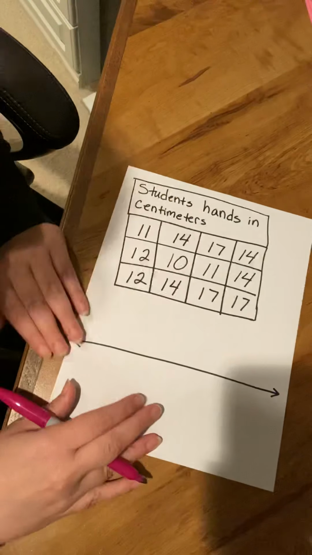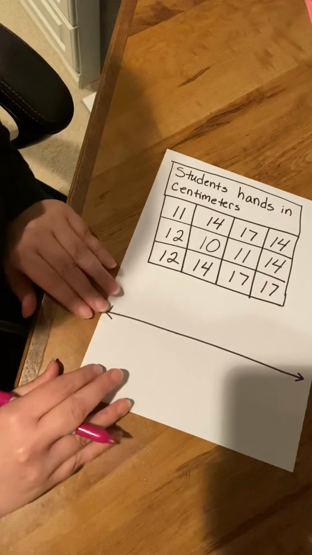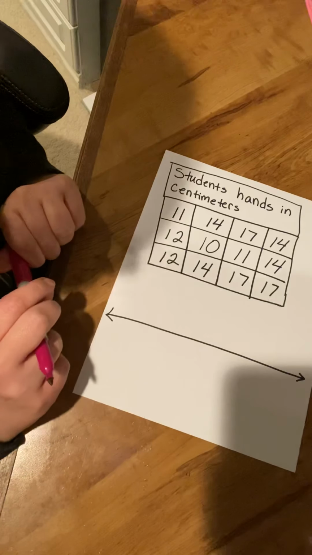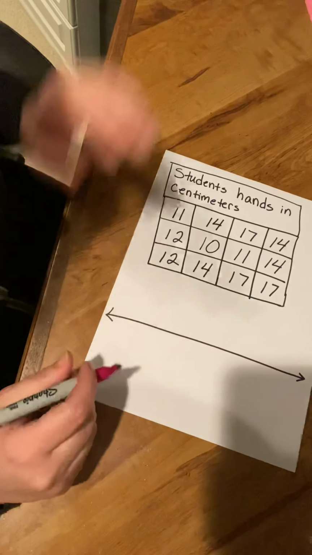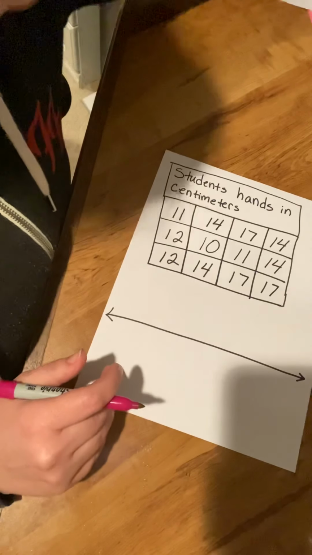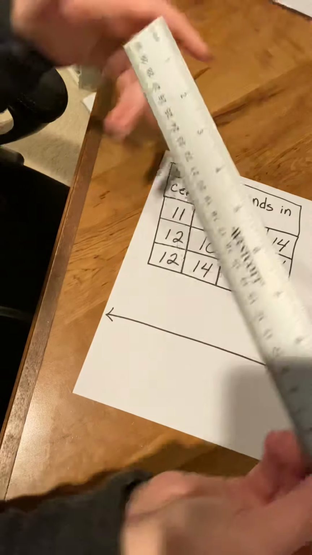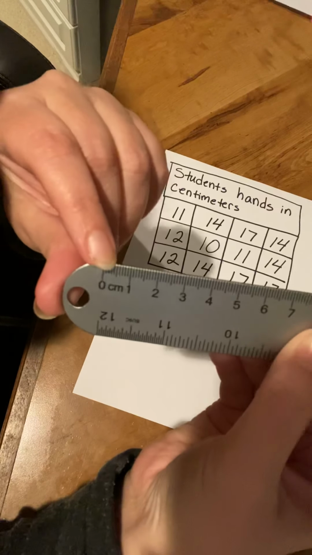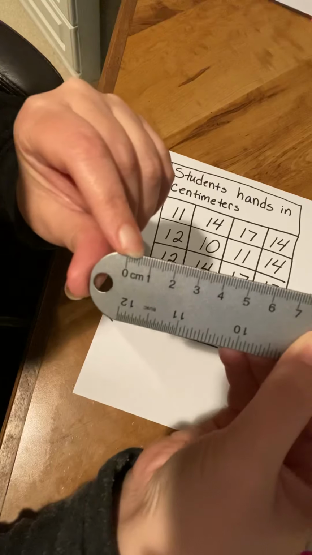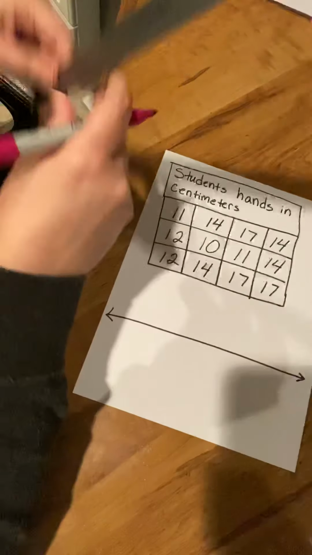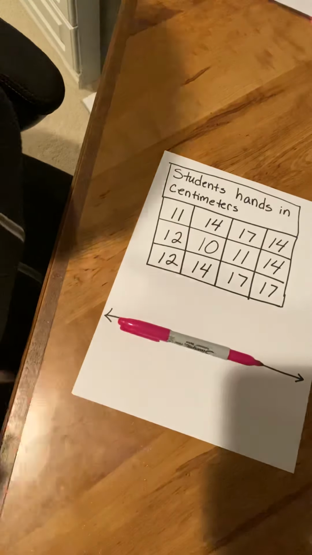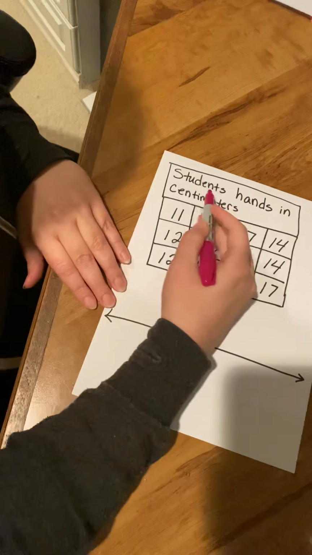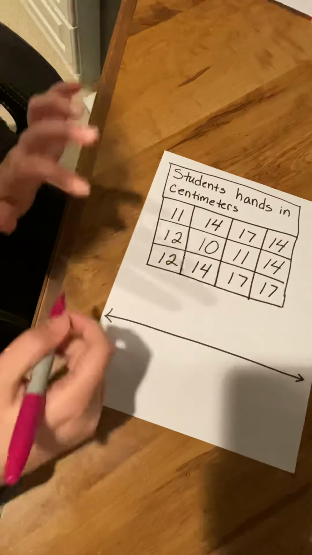This one, oh, now some students measured their hand. And this is students' hands in centimeters. Centimeters is another unit of measurement, and I talked about this in our first lesson. So here on this side, it says cm, that's the abbreviation for centimeters. And again, that is a different unit of measurement. So this is students' hands measured in centimeters.